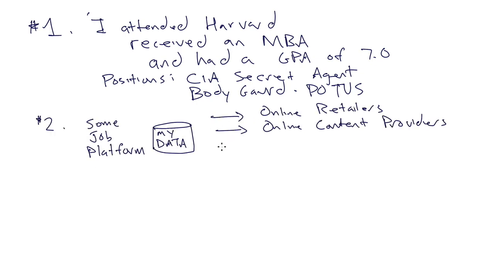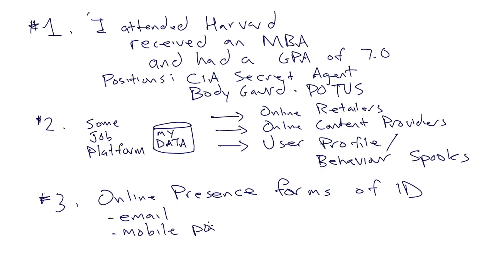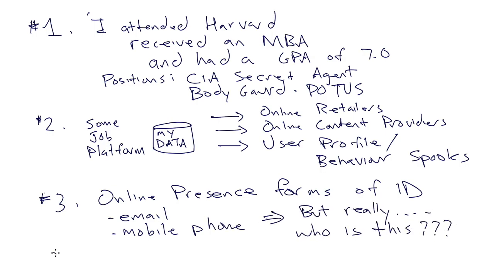And number 2, another problem is, who is this platform sharing your information with? And number 3, the biggest problem of all is, is this online presence of an individual really the person that they say they are? So let's start with our use case.